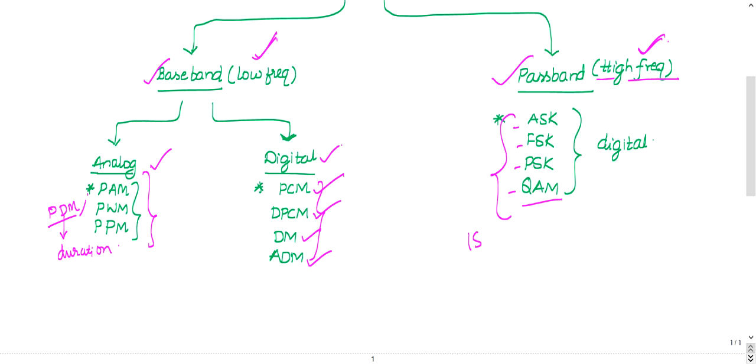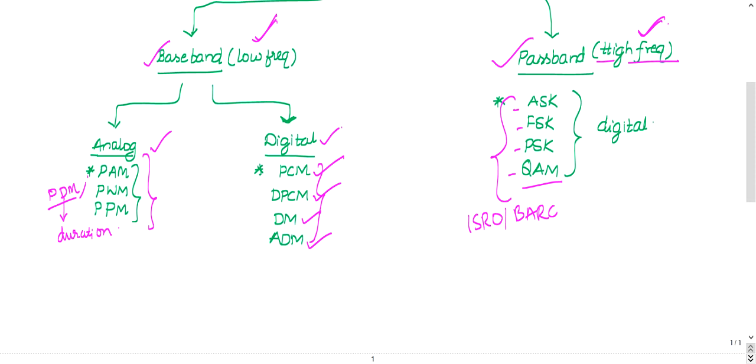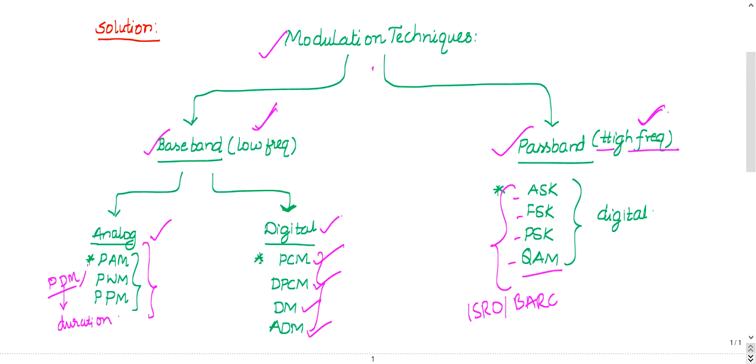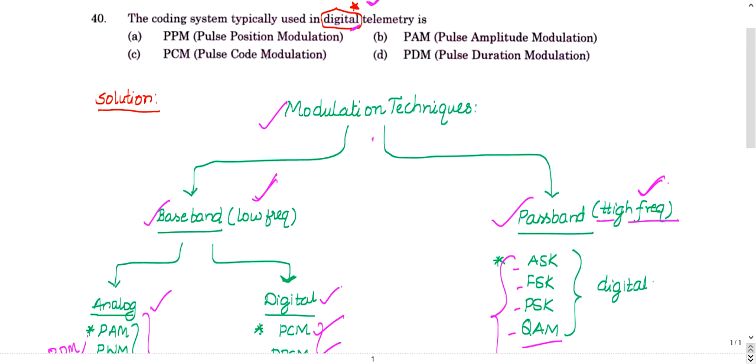For exams like ISRO or BARC or DRDL, only the names and where they are used will be asked, whereas for exams like GATE and IES, the details of ASK or FSK or any of these modulation techniques will be asked. So you need to know the details for those kinds of exams. I'll be explaining those details maybe in the next videos.